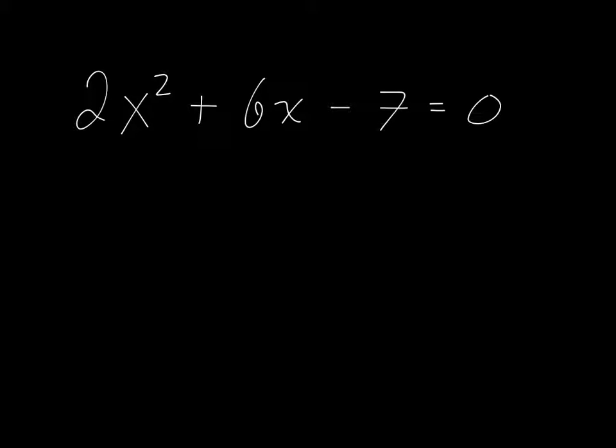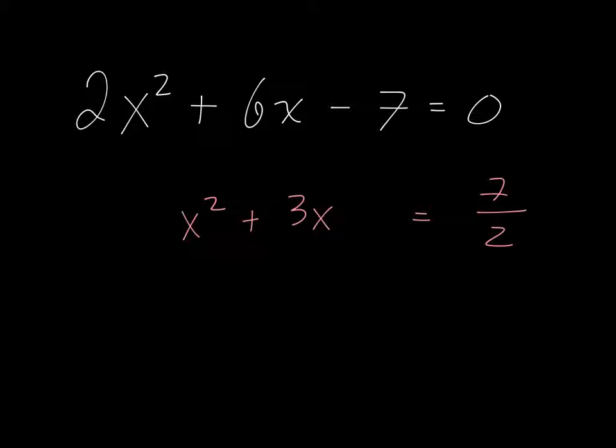I'm going to recognize the steps are to move c over first, then divide by a. So it's the steps we have to know. So move c over, divide by a. So we're going to get x squared plus 3x equals 7 halves.